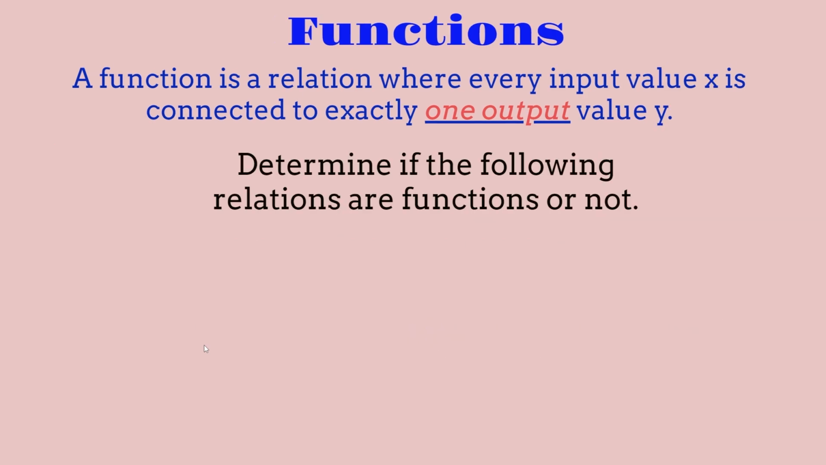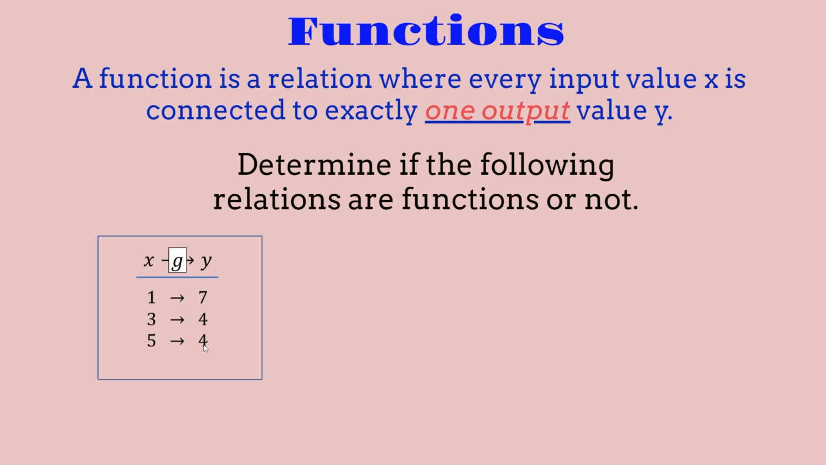For this one, let's determine whether the following relation is a function or not. On the input side, 1 is connected to 7, 3 is connected to 4, and 5 is connected to 4. Take a moment to pause the video and try to solve this question by yourself, and in a few seconds, once you're done, we're going to go over the solution.